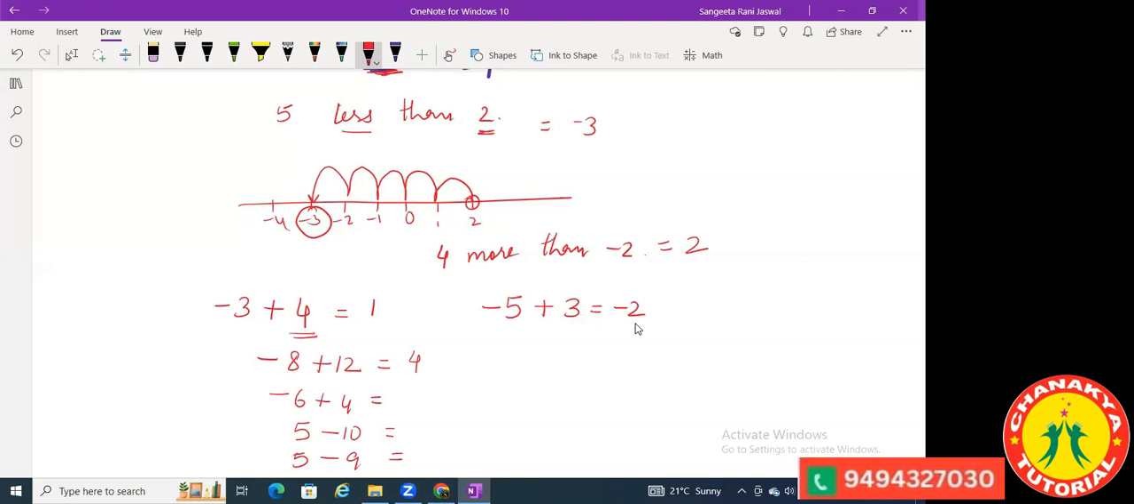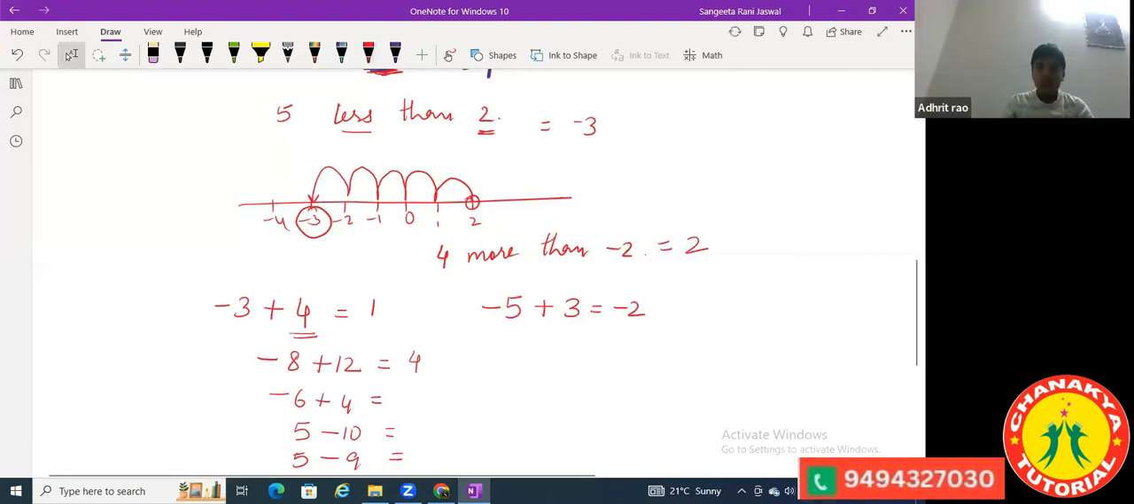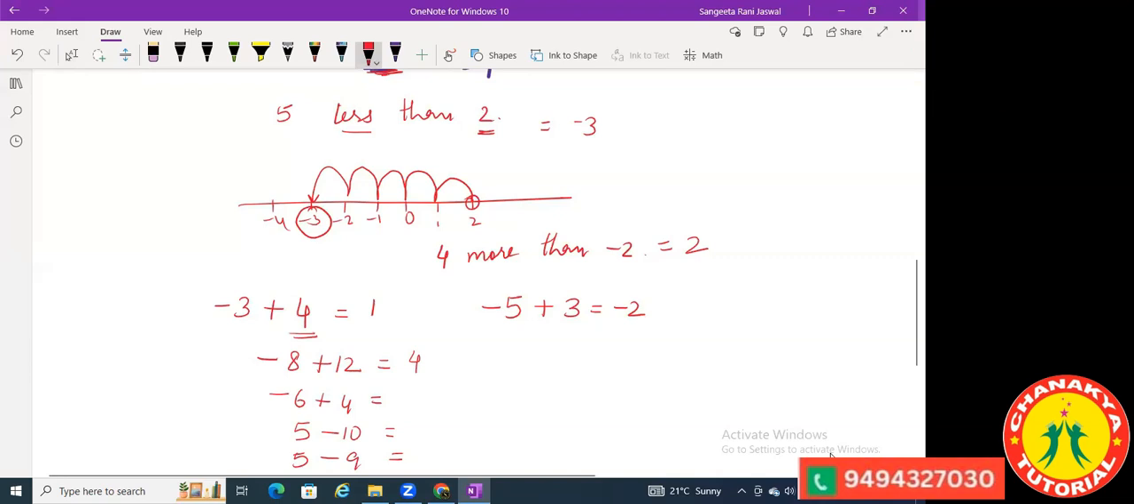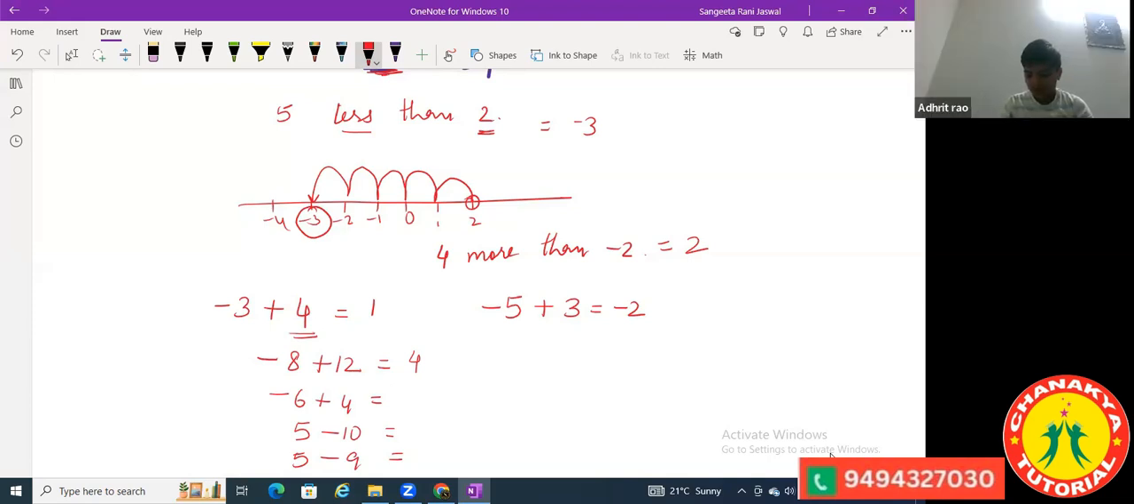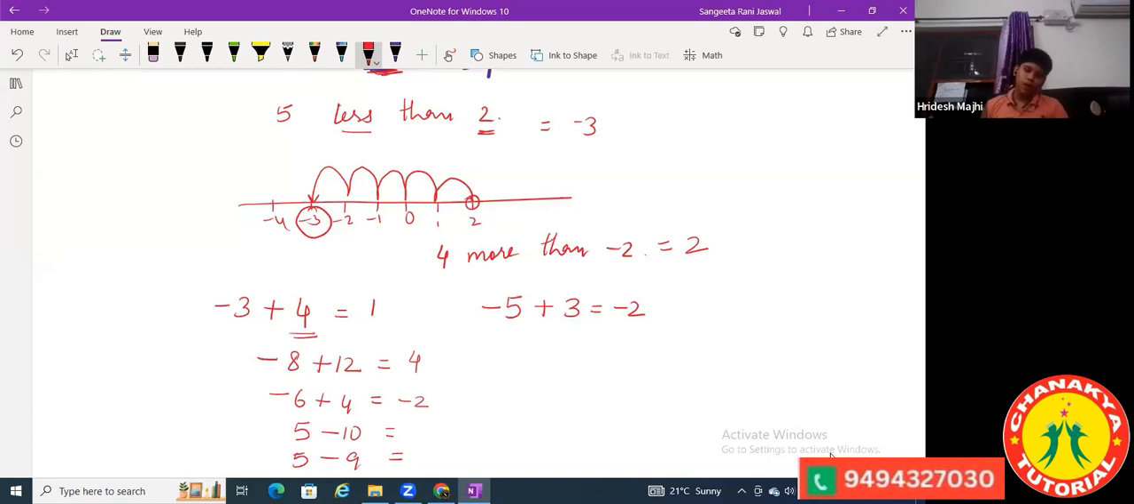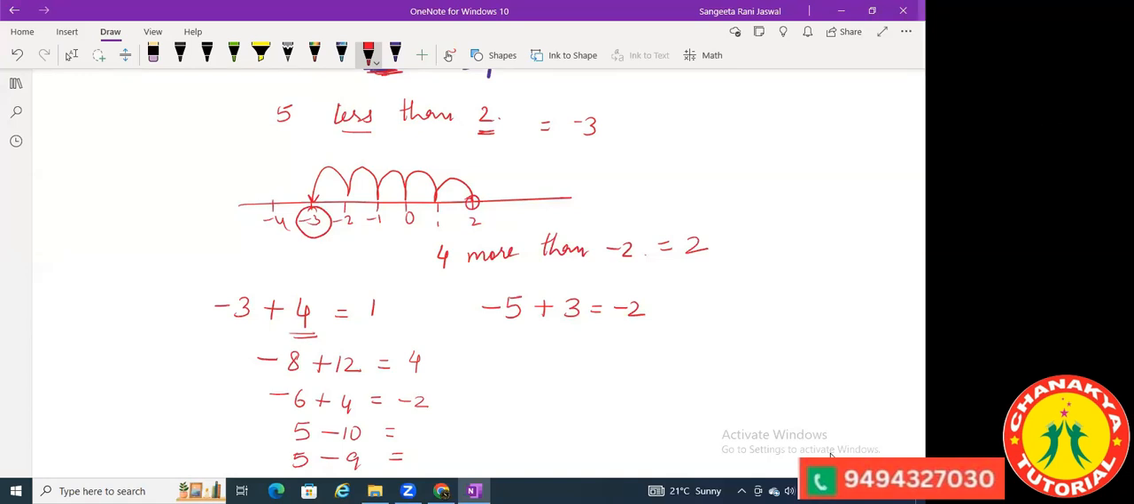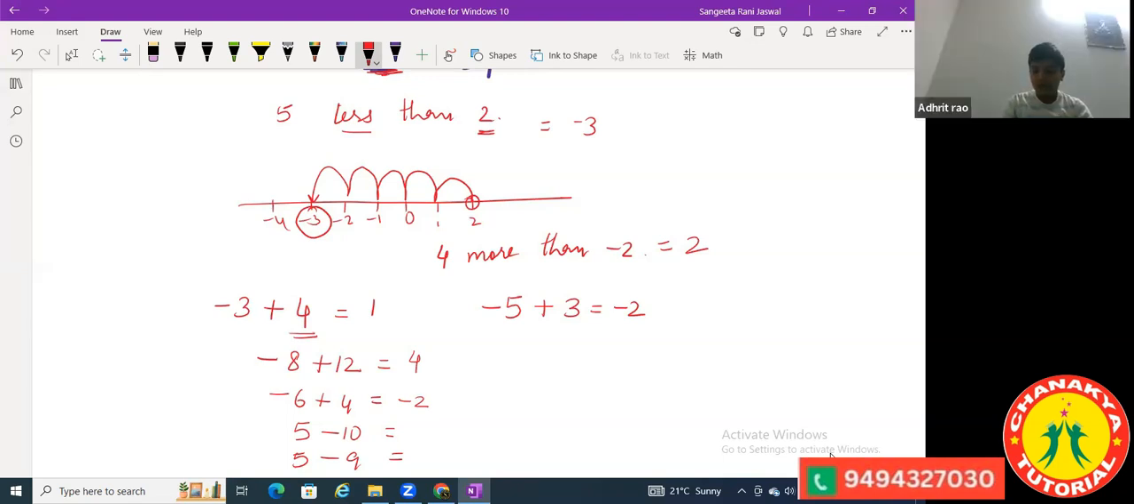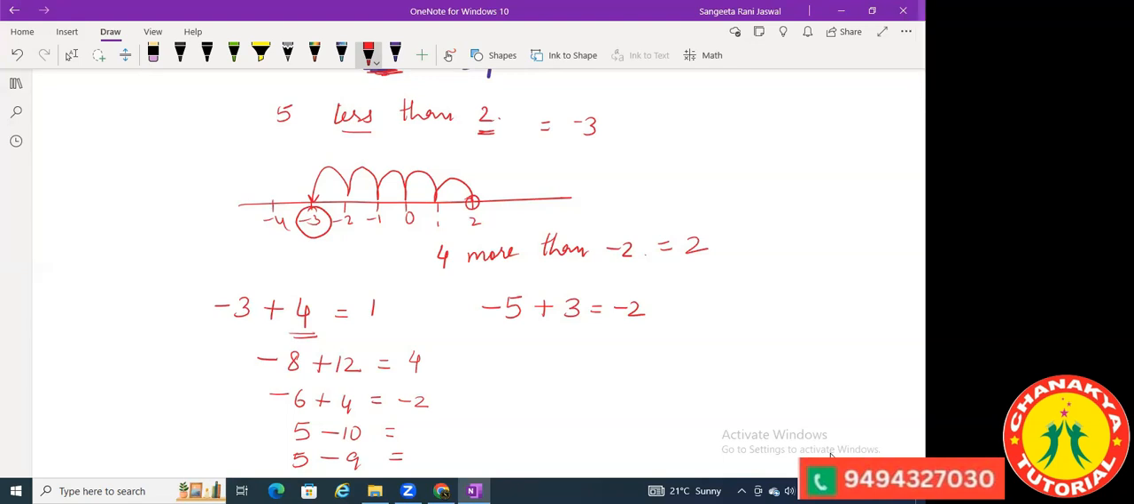Adrit, where are you? Ashwath? Ma'am, I'm doing the 5 minus 10. Okay. Tell me what you got for this, minus 6 plus 4. Did you do it on the number line? Yes, ma'am. What did you get? I got -2. Okay. And you did this 5 minus 10. Teacher, I also got 4, first one. Okay, good. Yes, Adrit. 5 minus 10 on the number line. Where is Ashwath? Ma'am, -4 I got.